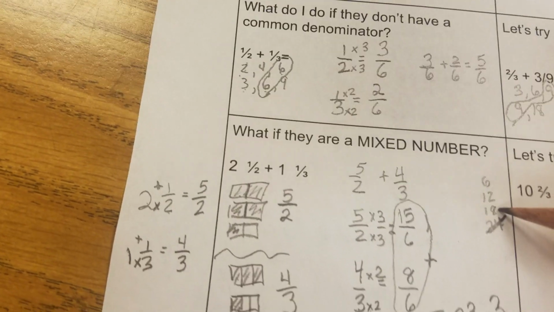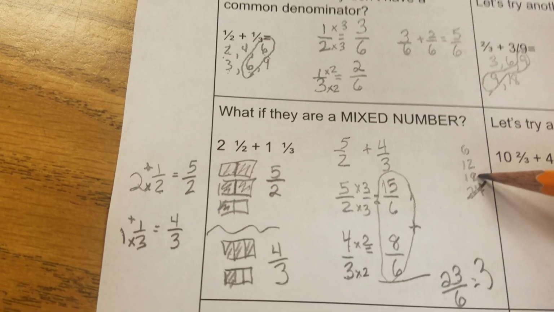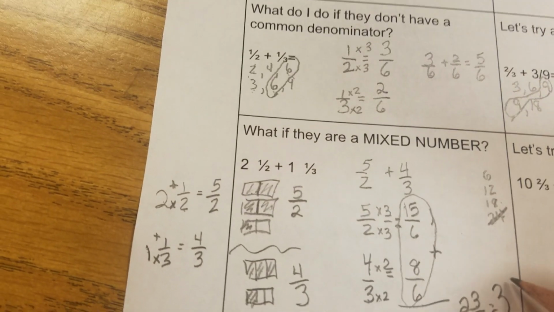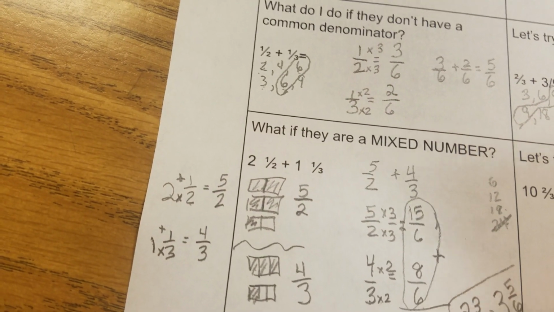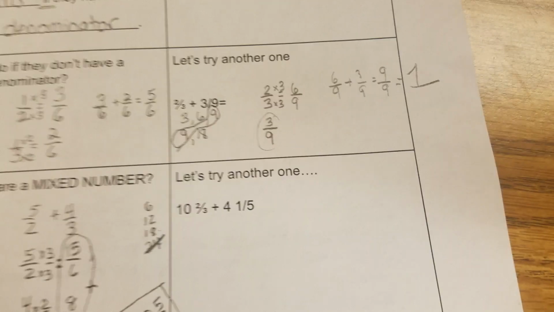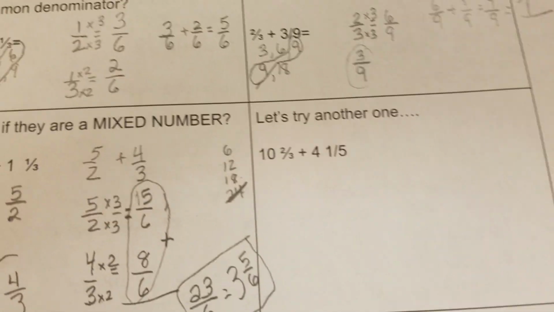And now let's count from 18 to 23. 19, 20, 21, 22, 23. 3 and 5/6. This will be my final answer. Woo! Oh my gosh, this is a lot. Are you ready for another one? Okay, so this one, oh man.